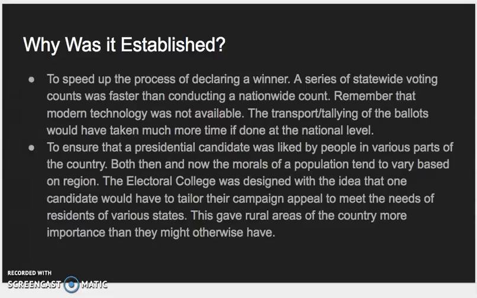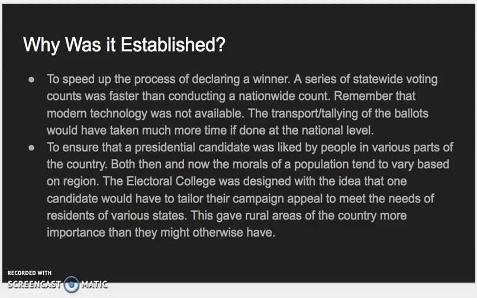And then they say, hey, so and so won our state. And the next state, hey, well, so and so won our state. And so by assigning each state a number of electoral votes, whoever wins gets this many electoral votes. And it was just a much quicker and more efficient way of counting the vote than trying to do so at a national level.